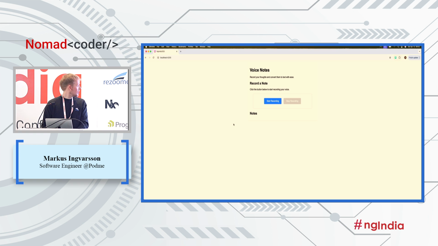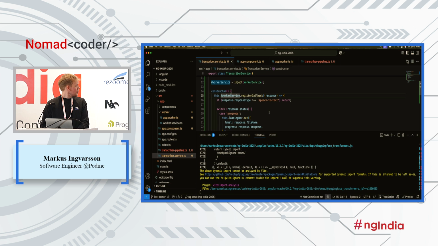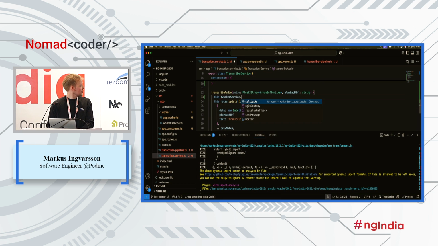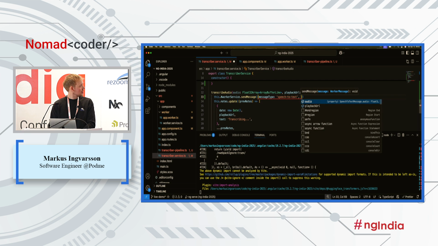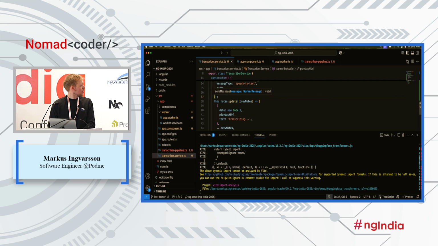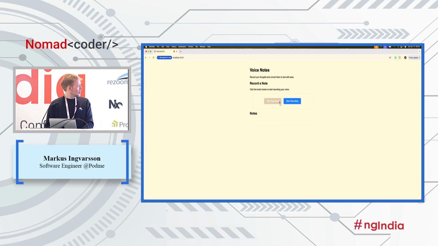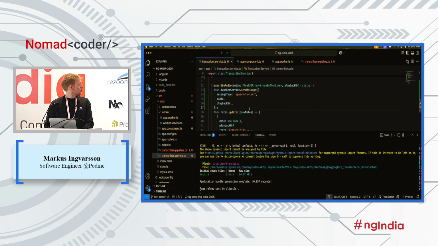So let's go to the UI, and I'll click Start Recording. I'm just going to make sure that I actually post a message, because if we don't post a message, the service won't actually get instantiated. So message type is going to be of type speech to text, audio, playback URL. Nice. So now, when we transcribe the audio, when we click here on the stop, this method will get called.